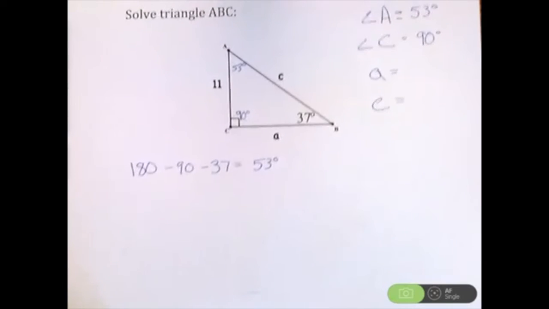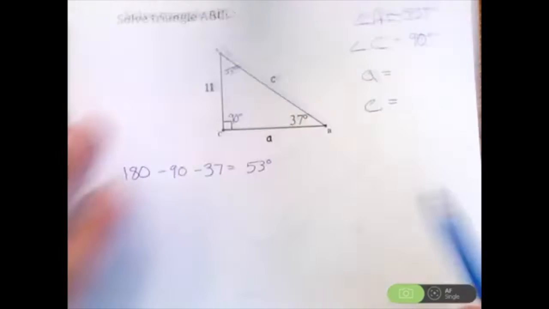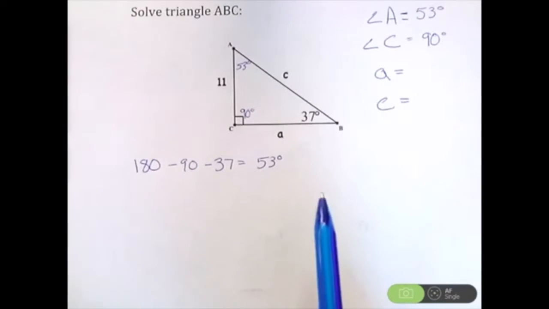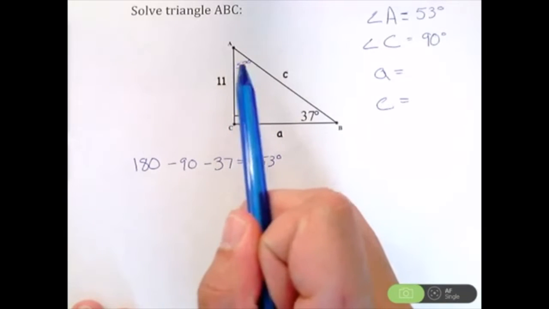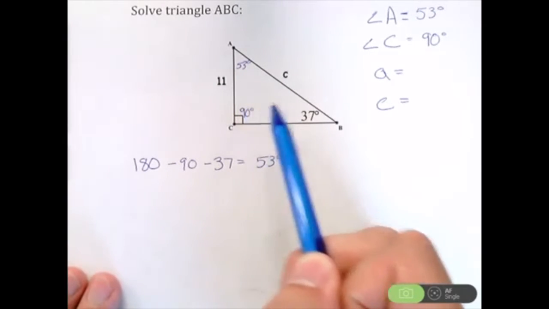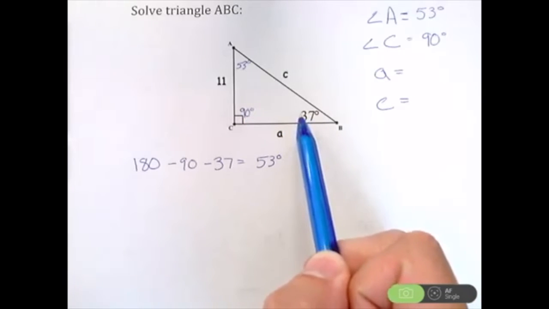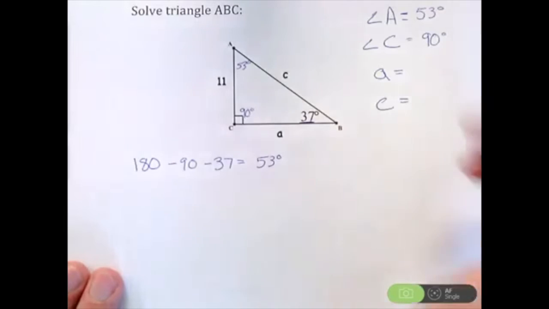So I found two of the four pieces I need. I just need to find the remaining two. To do that, we're going to do something very similar to the front side. Even though I figured out angle A and angle C, everything I do is going to revolve around the pieces that were given to us at the very beginning. We were given that this angle is 37 and this side length is 11.